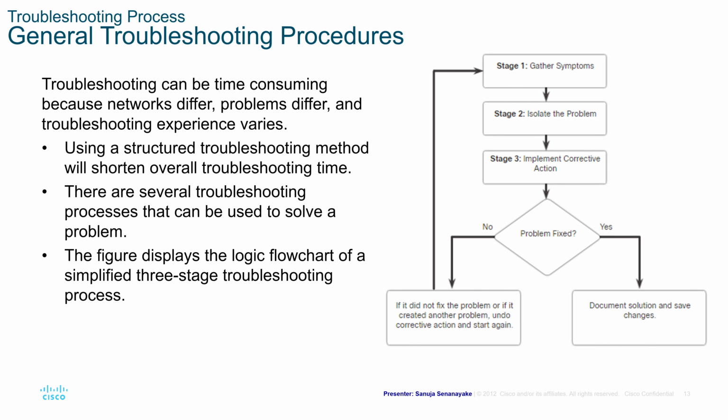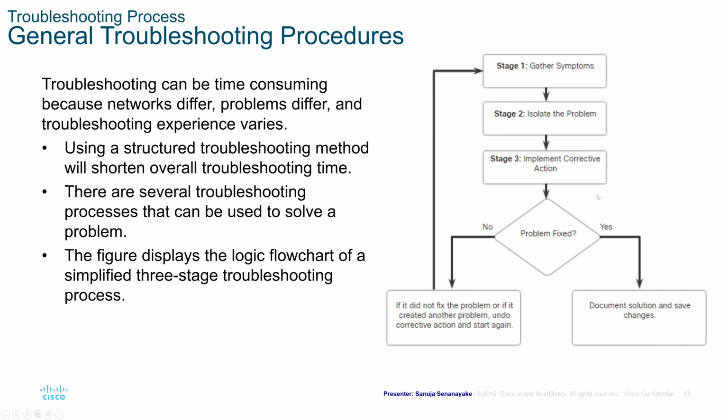So the figure on the right hand side displays the logic flowchart of a simplified 3-stage troubleshooting process. There are many other troubleshooting processes that you can follow. This is one of the many options available to you, even though it doesn't mention that here clearly. And in here, on the first stage, we're going to gather the symptoms. In the second stage, we're going to isolate the problem. And then we're going to implement corrective action.